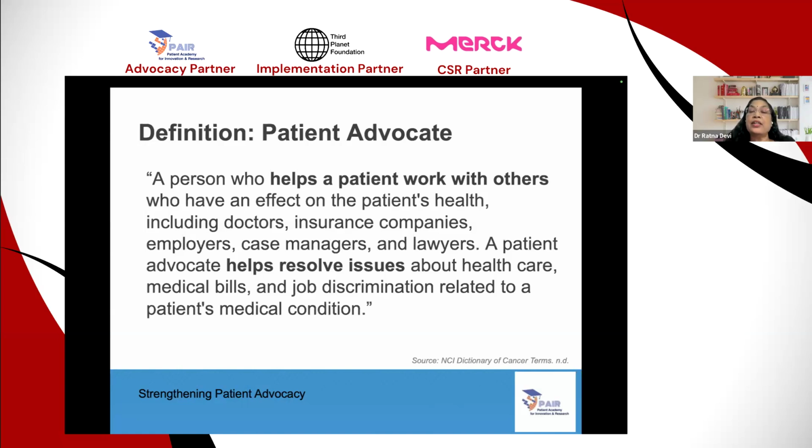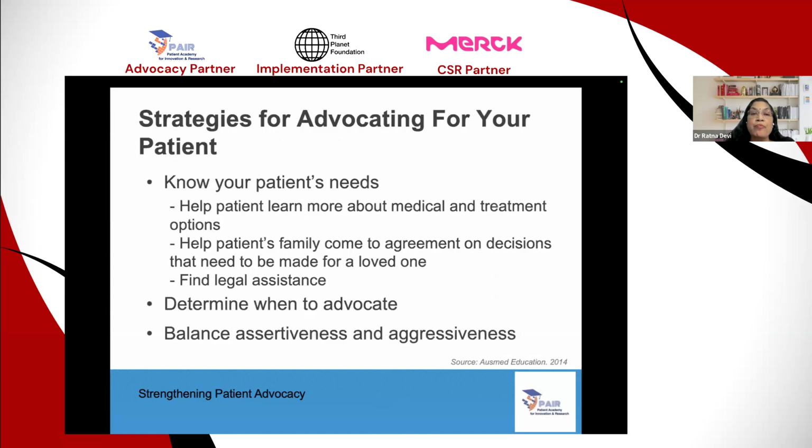So it could be navigating a hospital which is very complicated and has several departments, navigating a multidisciplinary team, getting in touch with various doctors who manage the condition, getting in touch with various other healthcare professionals who manage the condition, and bringing all of them together to be able to reach a consensus on how best to manage the condition. So strategies for advocating for your patient or for yourself.